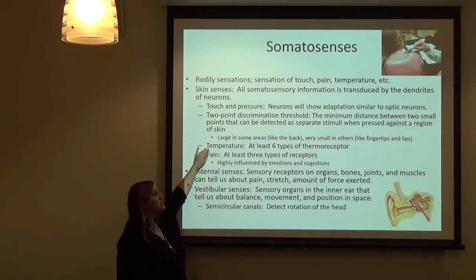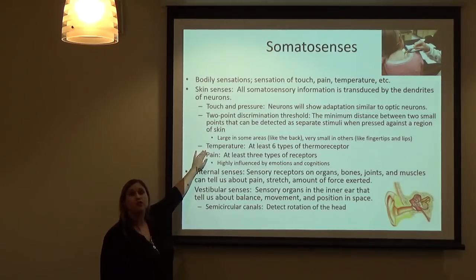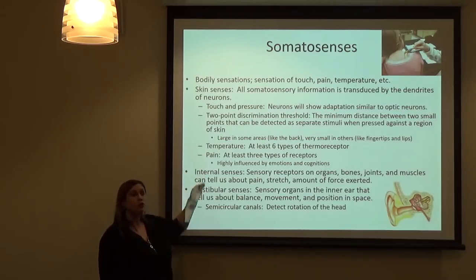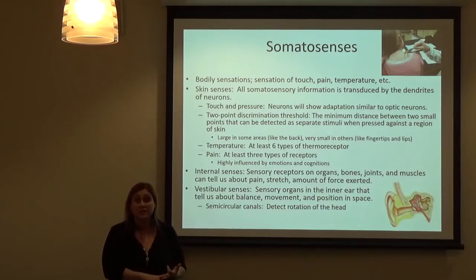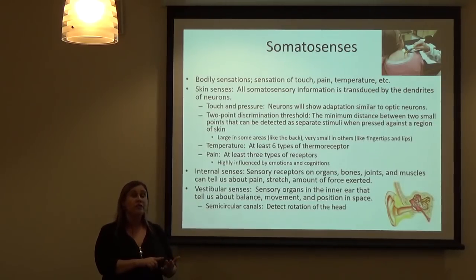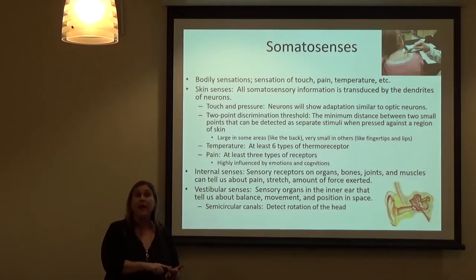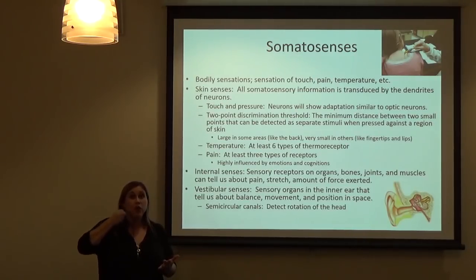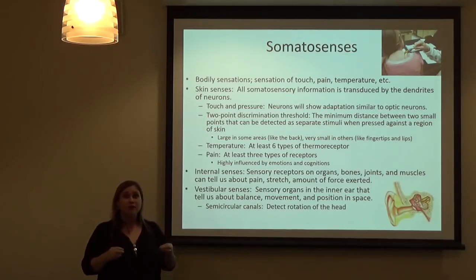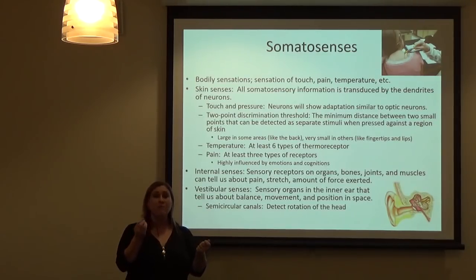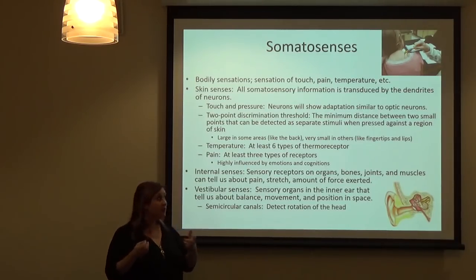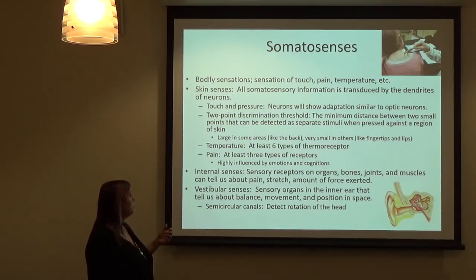You have at least 6 different kinds of receptors just for temperature. So for cold, for hot, and then there's different kinds of cold and hot. You know the difference between spicy hot and temperature hot, like it's been heated in the oven for too long, okay? Those are 2 different kinds of hot. Cold, there's icy cold, and then there's minty cold. So you have different kinds of thermoreceptors for all those different things.